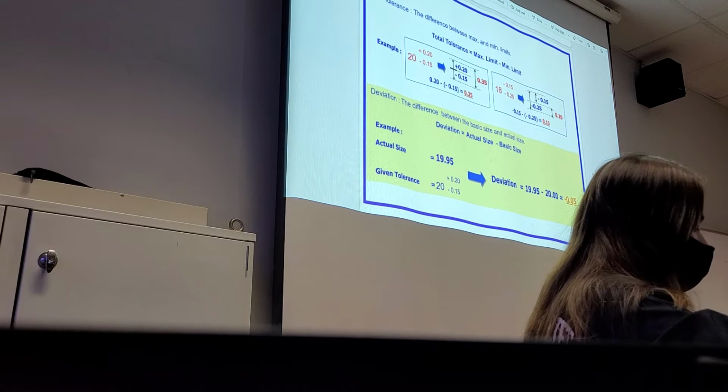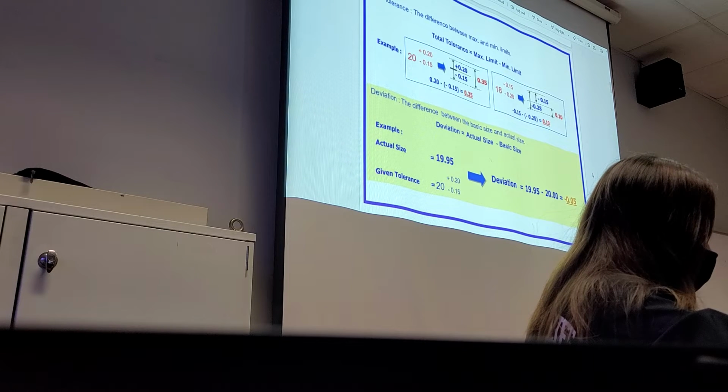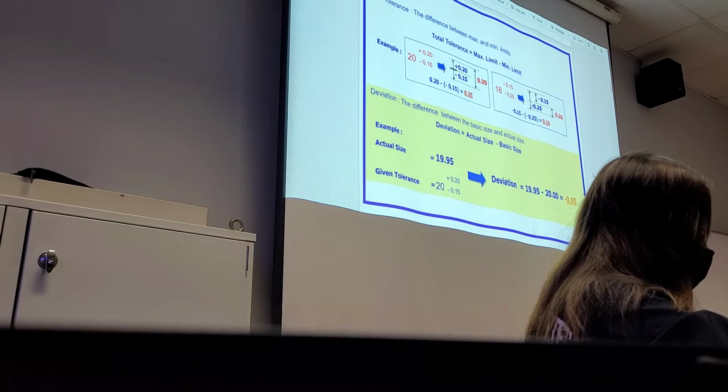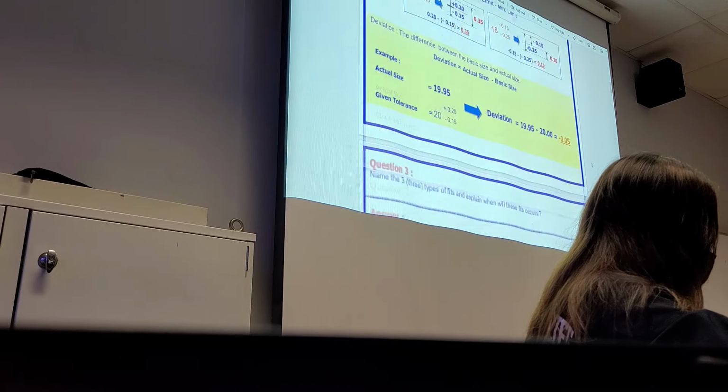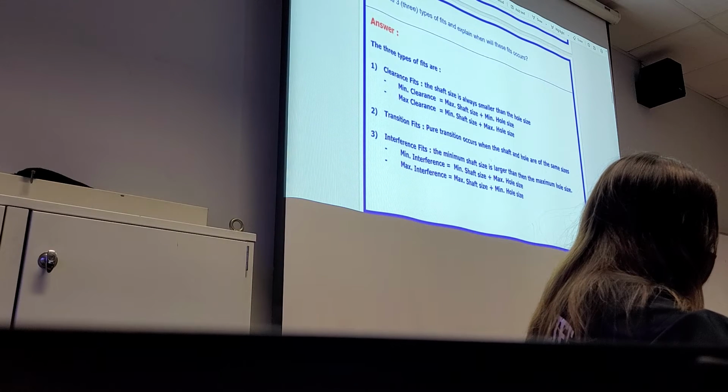And who specifies this one? Plus 0.2 minus 0.15. Your job. Your designer specifies. And why do you need to specify? Just now I mentioned, we want to achieve certain fitting conditions. Right? Okay, there are 3 kinds of fitting here: clearance fitting, transition fitting, interference fitting.